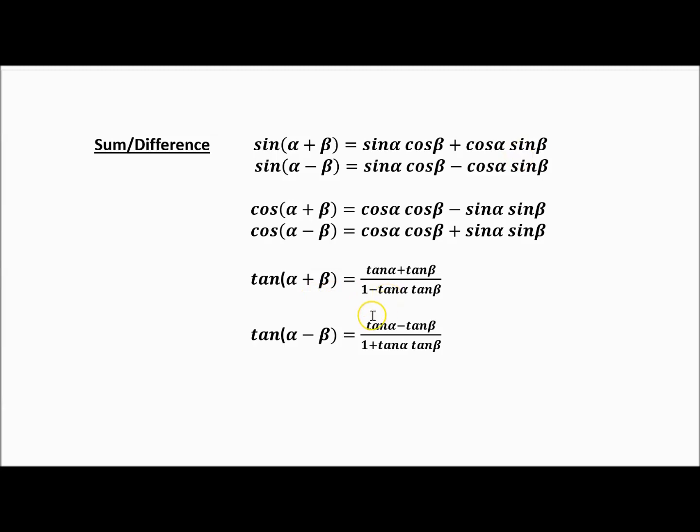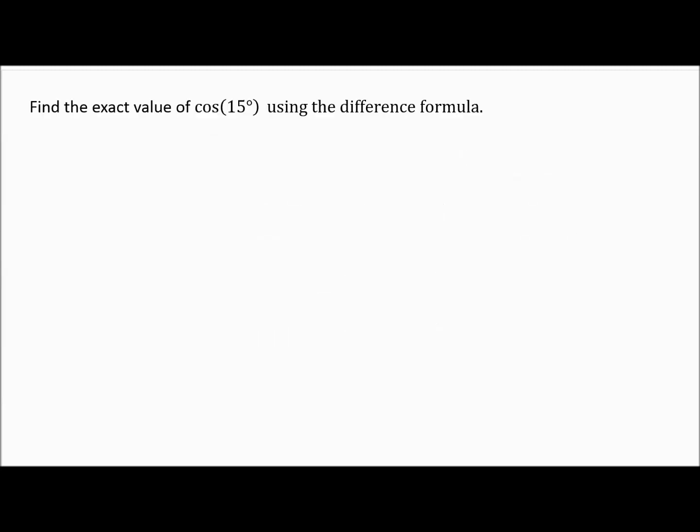Now tangent of alpha plus beta and tangent of alpha minus beta can be proven from these, and I think I have a problem in this lecture where I show you how to do that. But we're doing just a basic problem right now. We're trying to find the exact value of cosine of 15 degrees using the sum difference formulas.